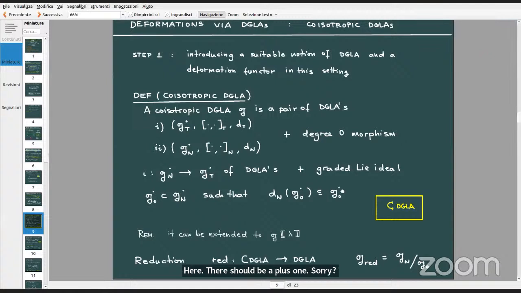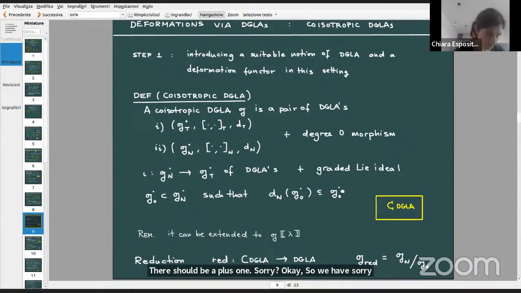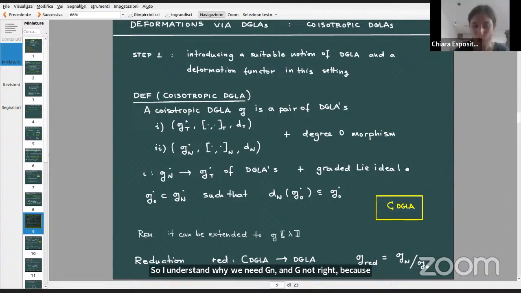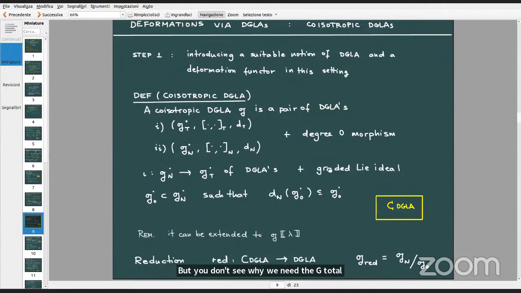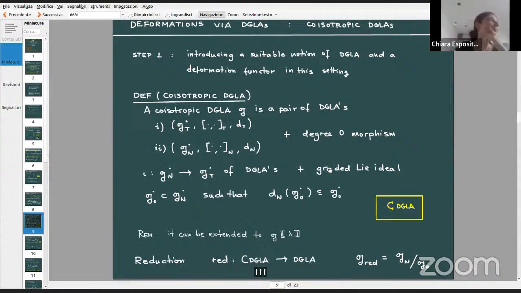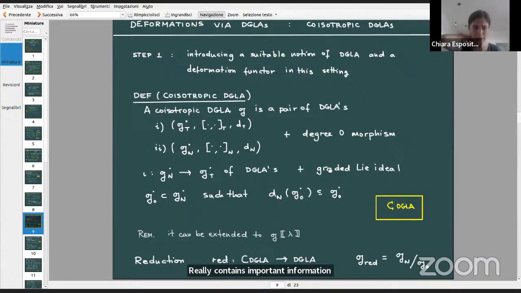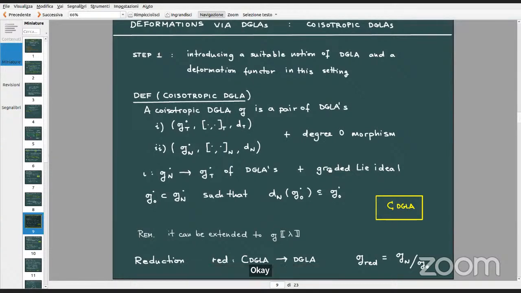Chiara, maybe I'm a little bit confused, right? So I understand why we need Gn and G naught, because you're going to use them in the definition of reduction. But you don't see why you will need the G total. Yeah, that's right. I think the best way to answer this question is really the very end of this talk, because you will see that when I try to describe in particular the cohomology, the total component really plays a role, really contains important information. So be patient, and then we can discuss a bit more at the end of the talk. Okay. Thanks a lot. I'll be patient.